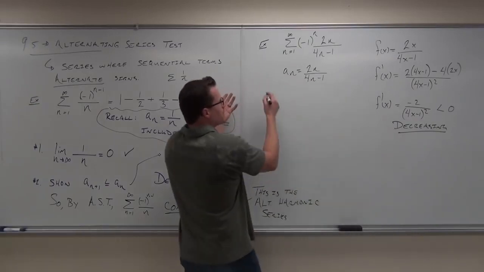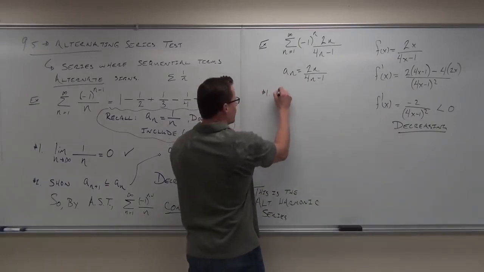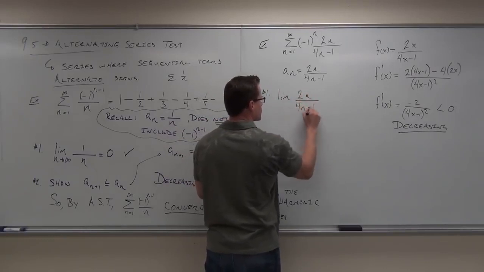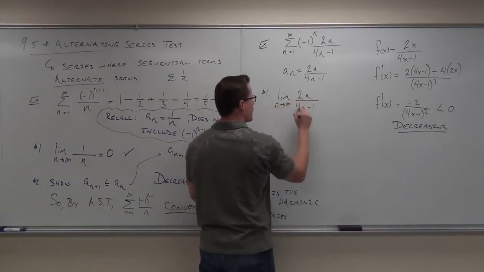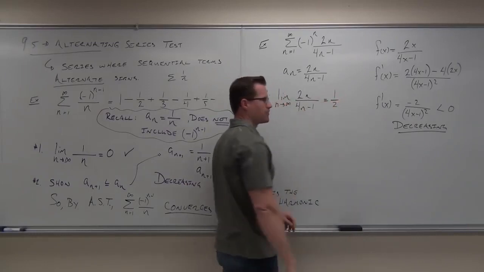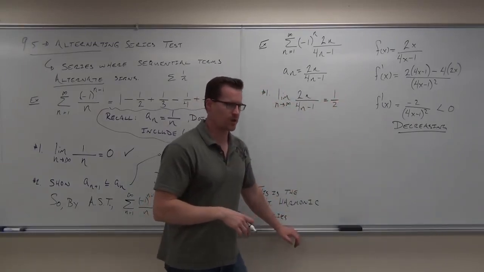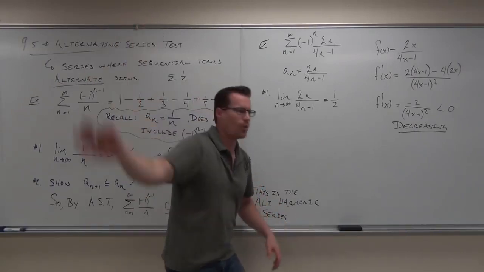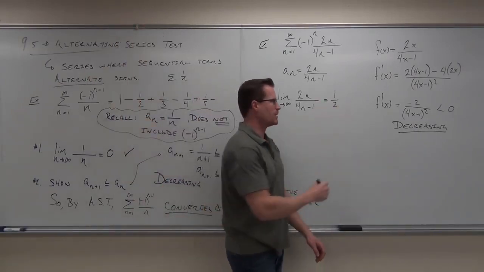Now, of course, what we would have done first, this is number 1, we do a limit of 2n over 4n minus 1 as n approaches infinity, and we would get 1/2. Whatever you want to do with that, you're going to get 1/2. Show of hands if you feel okay with that one. What's that say? It's divergent.